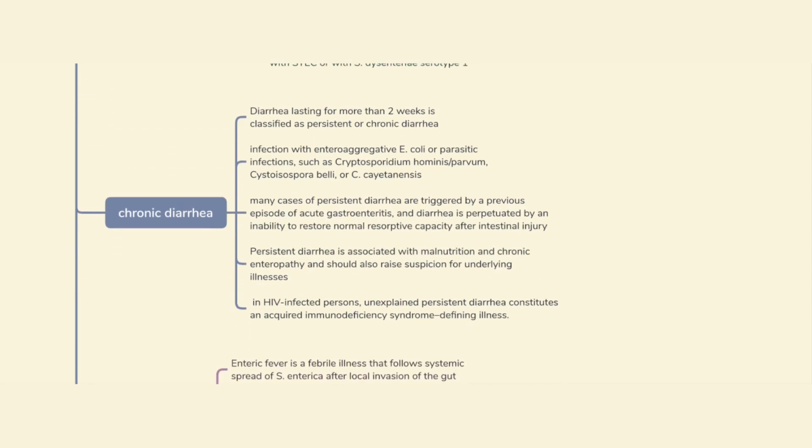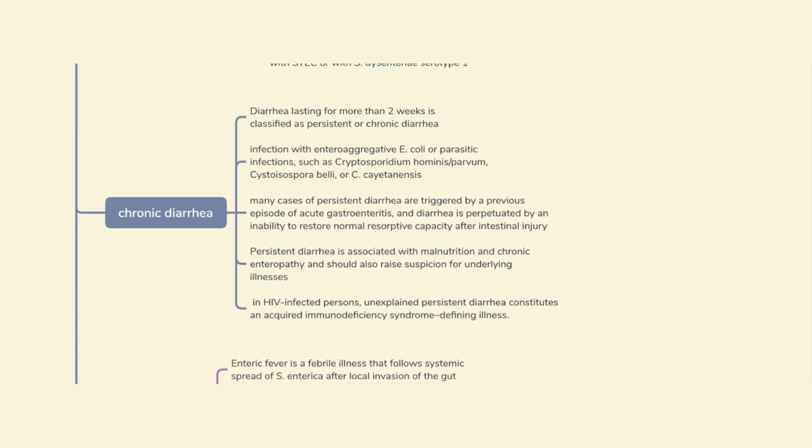Another type of diarrhea that we are looking into is chronic diarrhea, which is diarrhea that lasts more than 2 weeks. All the other types of diarrhea are usually self-limited and will go by themselves within 2 weeks.